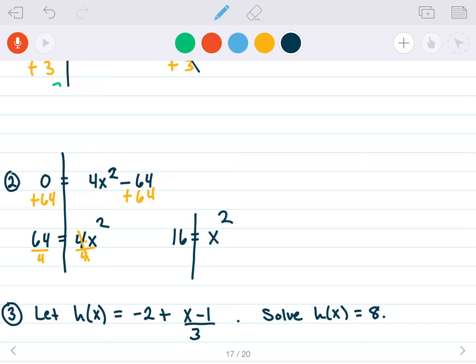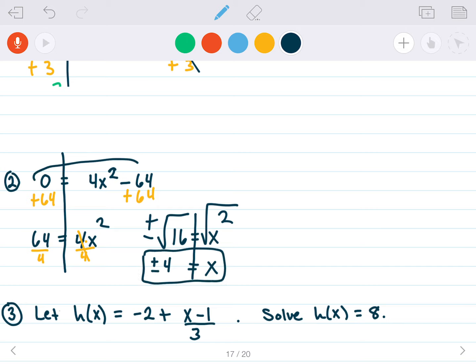And finally, I need to undo the square by square rooting both sides. Now keep in mind, when I actually take the square root of something, I have to tack on a plus or minus. So on the right side, the square and the square root cancel to just give me x. And on the left side, the square root of 16 is 4, but I need to tack on a plus or minus. So there are actually two answers that make the original equation true.